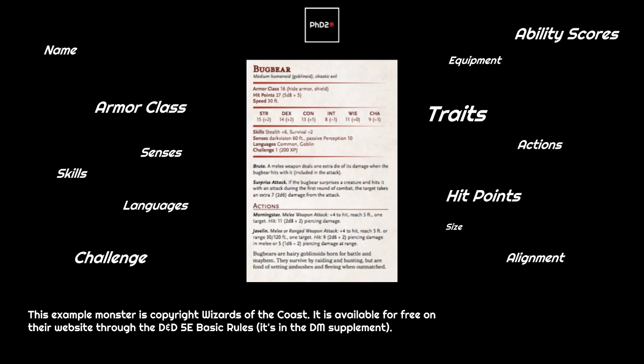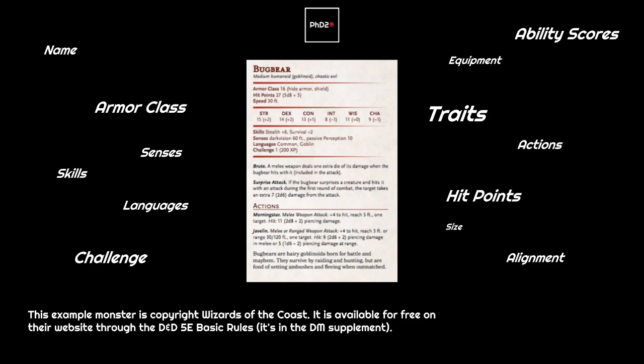Now, here presented is the Bugbear. Again, copyright Wizards of the Coast, but they've made it available for free online through the DM supplement of the 5e basic rules. But look at all that stuff we've got to sift through. It looks great, but we've got name, armor class, equipment, ability scores, actions, traits, senses, skills, languages, hit points, size, alignment, challenge. That's not even everything. And when we're running a fast-paced, exciting combat encounter, we don't need all of that.